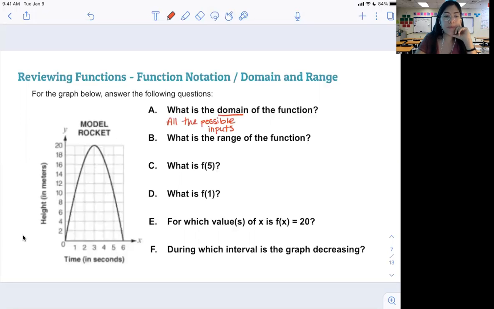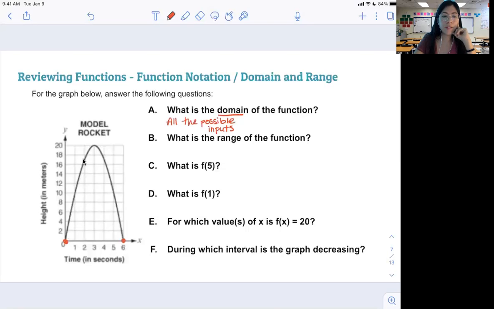So when I have a graph, what you always want to do is look at your x-axis and figure out what's the smallest possible number on the x-axis and what is the biggest possible number on the x-axis. So what's our smallest? Good. See, Lauren's got both of them. We start at the 0 and then we end at the 6.